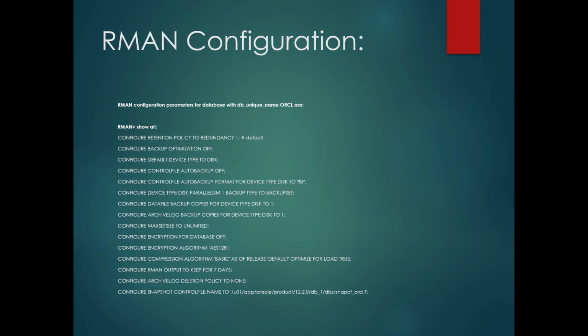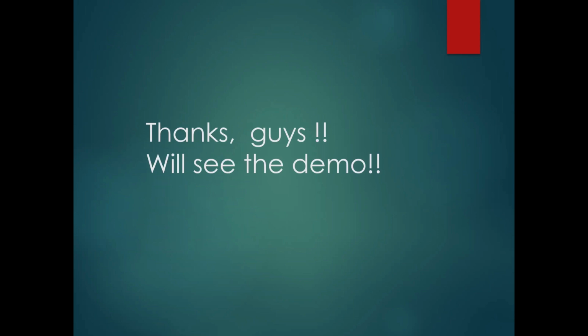Okay, and then configuration: configure snapshot control file name to, we mention our home location, snapcf_orcl.f. That means it will take our control file snapshot. So it's not going to disturb our control file, it will take a snapshot. Okay, so these are all the parameters we use in real time. I will show you everything in our demo. Okay, give me a minute guys, I will connect to the database and come to you.